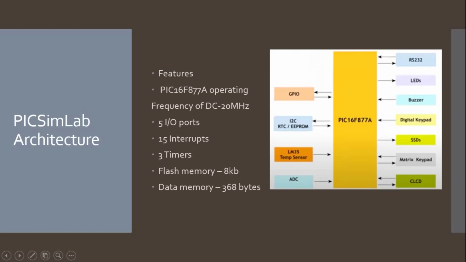So the features go like this. The PIC16F877A operates at a frequency of DC to 20 MHz. It has 5 input output ports, 15 interrupts, 3 timers, which are timer 1, 2 and 3, flash memory, and data memory.